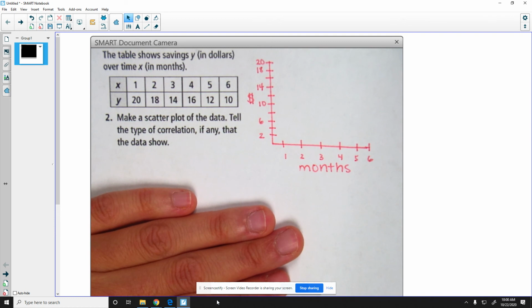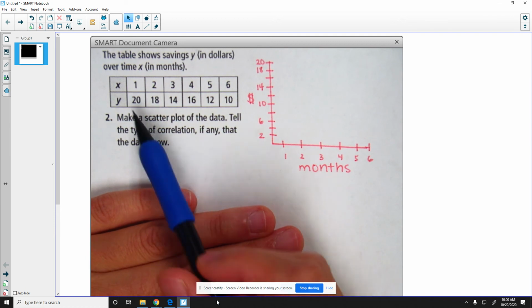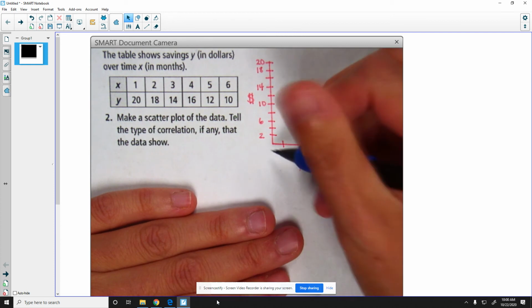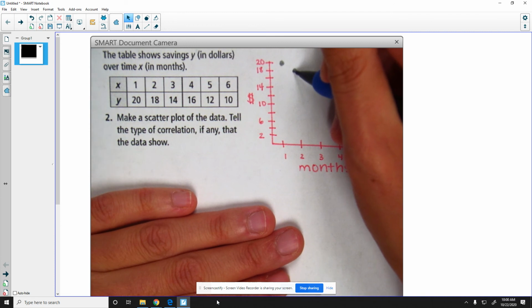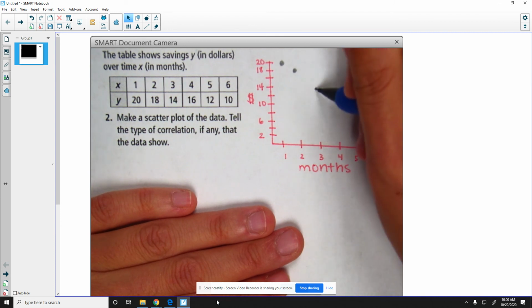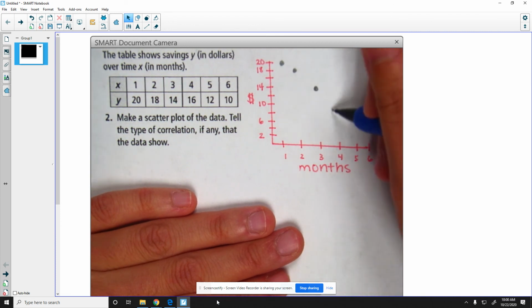Okay. So now let's plot the data. So I have like 1, 20. So 1, 20, draw a dot, and then keep on going. So just do it for all of them.